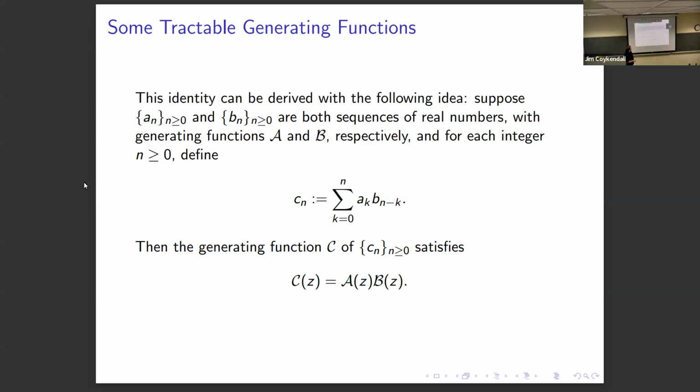So if we have sequences of real numbers or complex numbers with generating functions A and B, then for each integer n greater than or equal to 0, we let c sub n denote basically this term right here. So this is a convolution term, right? And you can show, it's pretty straightforward, that the generating function satisfies this property, right? So C of z is equal to A of z times B of z. We're not going to worry so much about radii of convergence here because when we apply this idea, the radius of convergence of both of these are going to be the same. So this is going to have the same radius of convergence. So don't worry so much about that. So this is the basic idea.